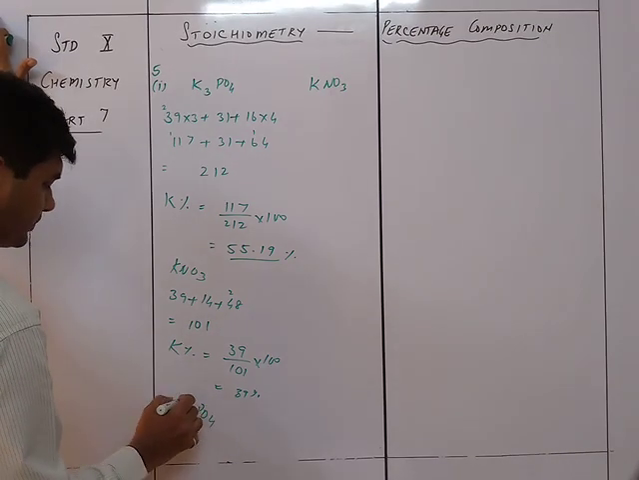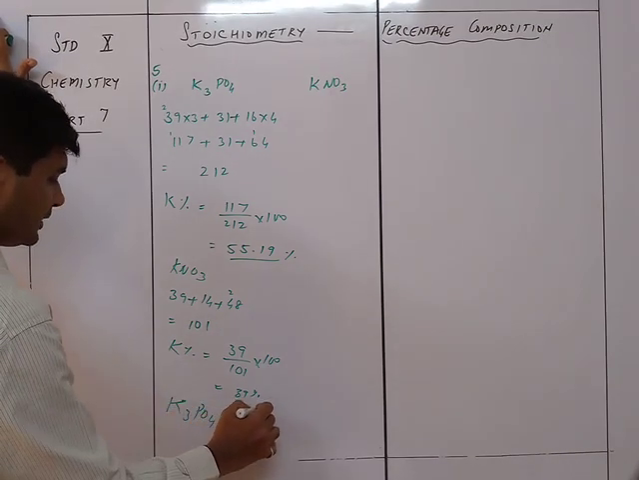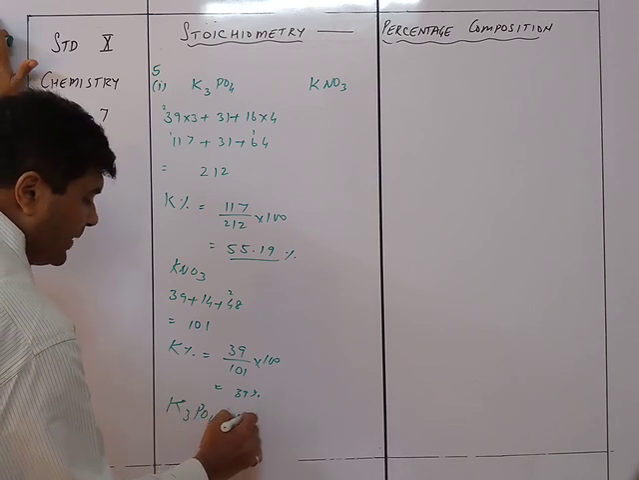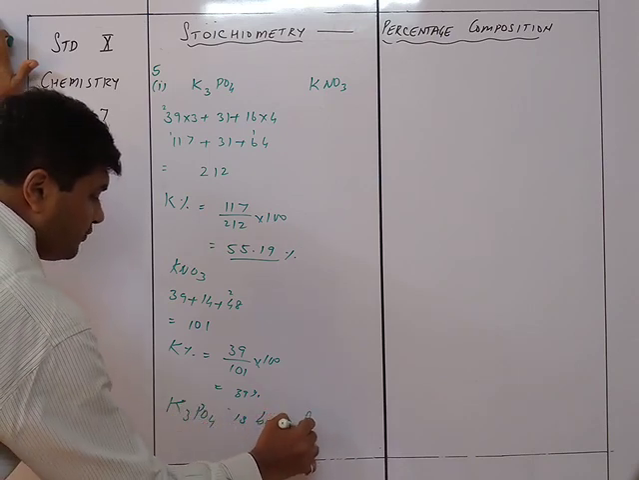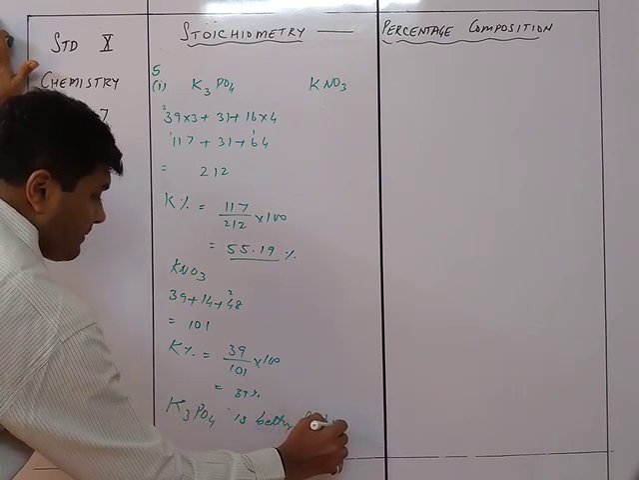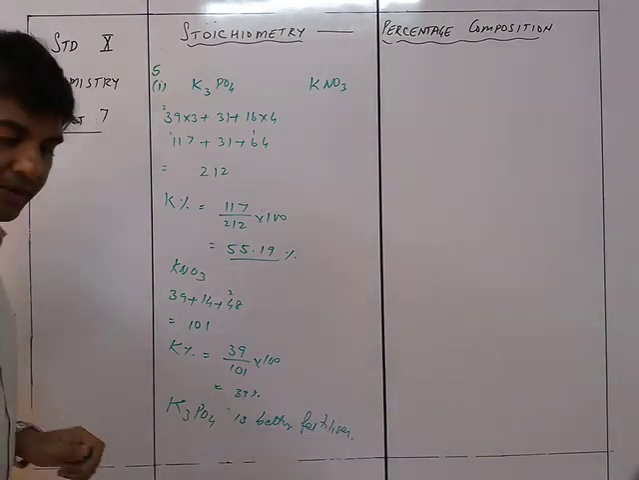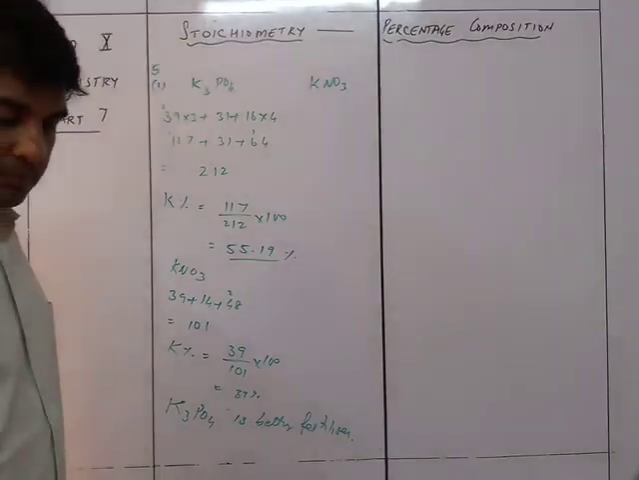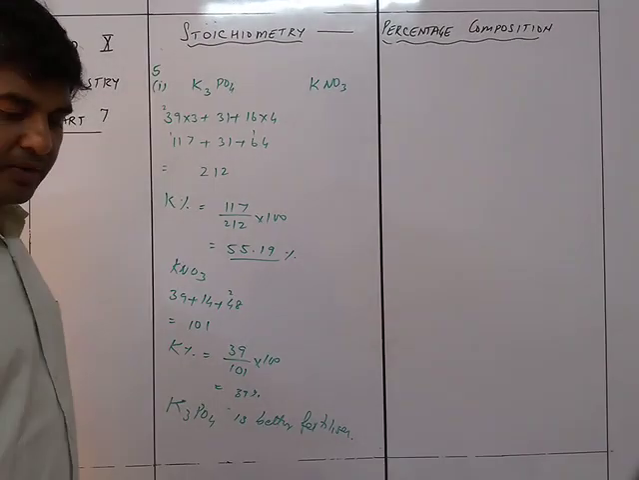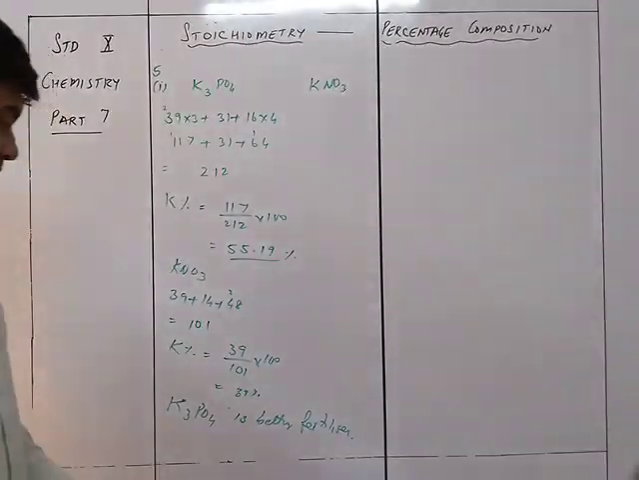So we can see that K3PO4 is a better fertilizer versus KNO3, because in K3PO4 the percent of K is more than in KNO3.